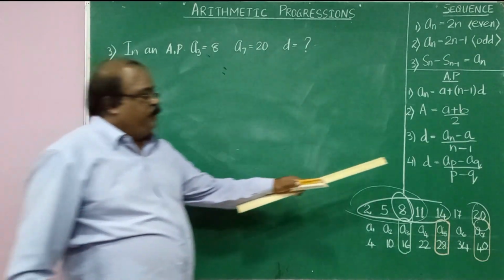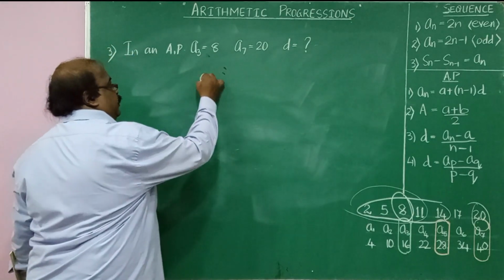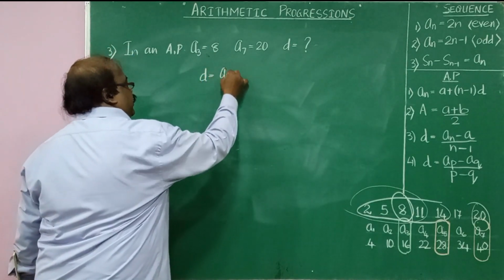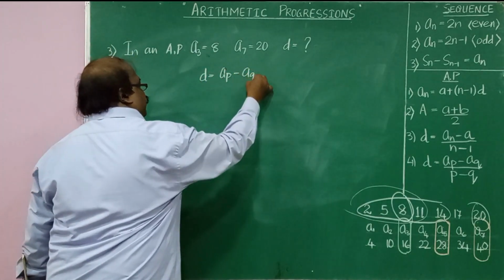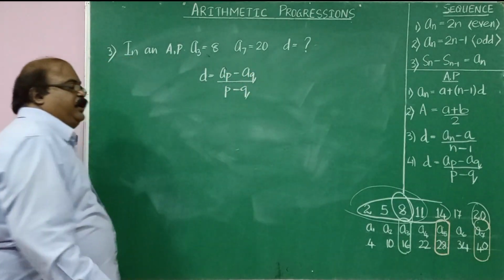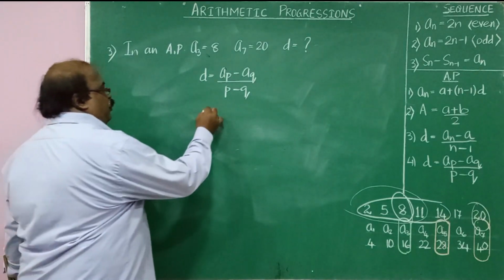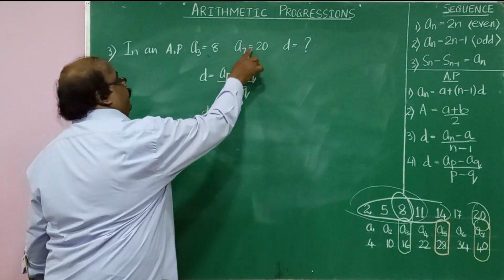That is the time I will be using formula number 4. What does formula number 4 state? D is equal to (AP minus AQ) upon (P minus Q). What is D equal to? (AP minus AQ) upon (P minus Q). So what is D? AP.